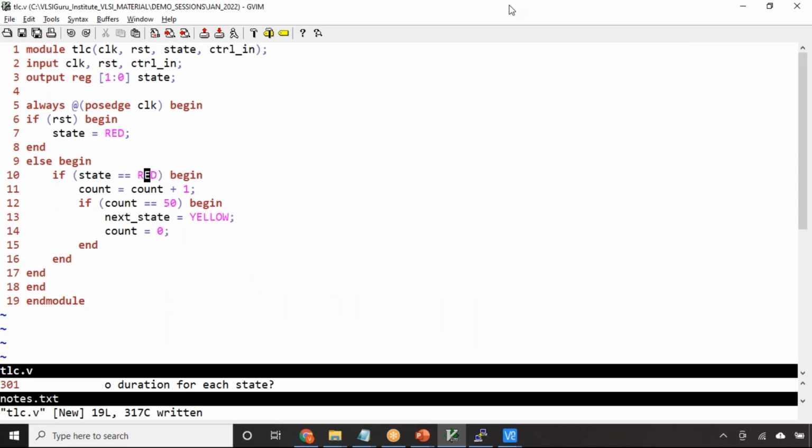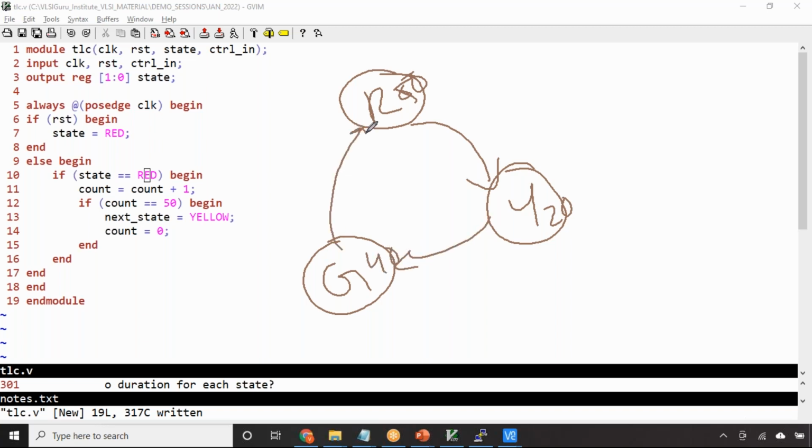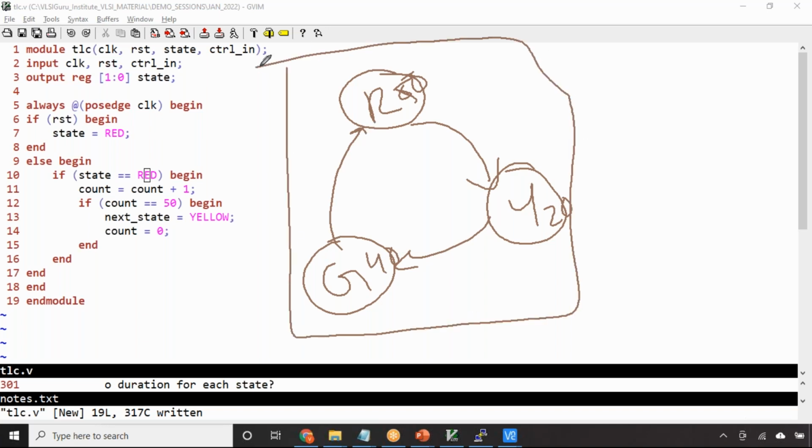So what we are trying to do is, this is how a traffic light controller behaves. Red, yellow, green. In the red, we need to stay for 50 seconds. Then we go to yellow. In the yellow, we need to stay for, let's say, 20 seconds. From green, we stay for, let's say, 40 seconds. Then we again go to red. This is what we call the state diagram.